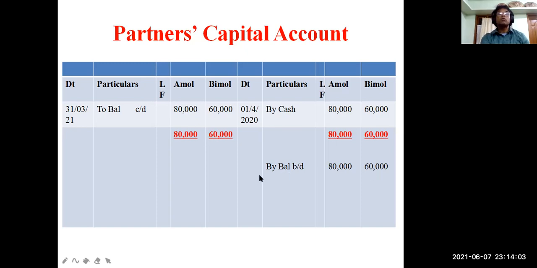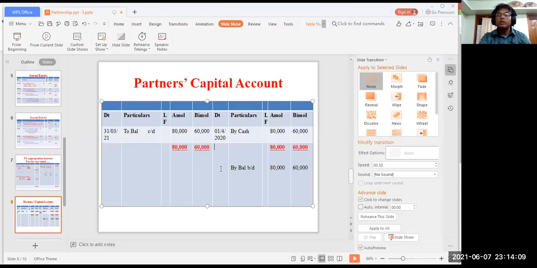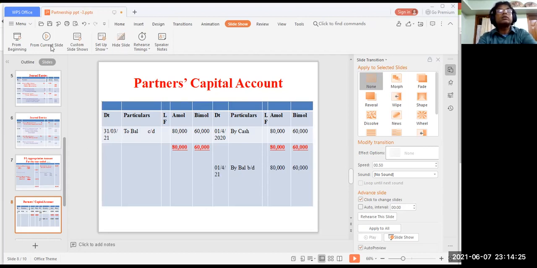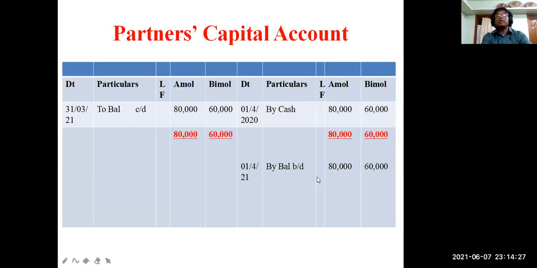Here the date will be 1/4/2021. Let me give you the date; here the date was missed. So I have given the date here also, and you can mark the date. See, here it will be by balance BD, date 1/4/21, right? Write the date correctly; I have just written a shortcut. So to balance CD, 31st March 21, and then the next day, 1st April, again by balance BD.